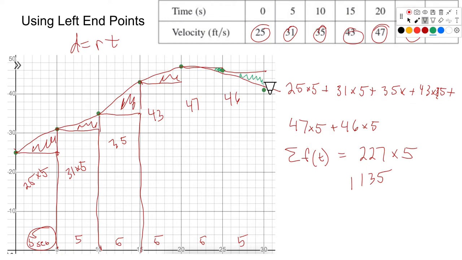How can I get a better estimate? How could I reduce that over or under? Yes, make more, so more and smaller. If I make them smaller, I have 6 here. If I did it with 12, they would be half this. They'd be slimmer. I'd have a base of 2.5, and there would be just less slop. We'll put it that way, that technical word, right?